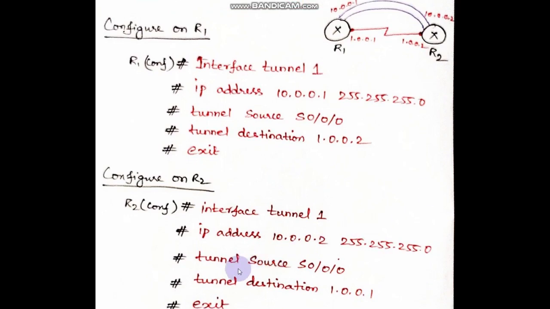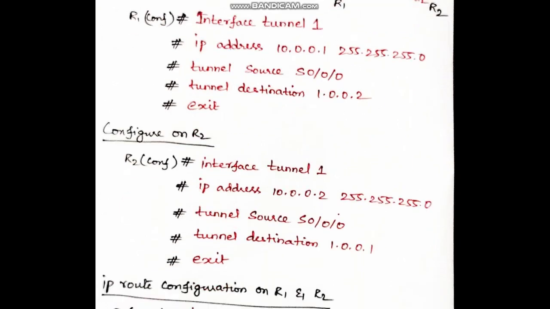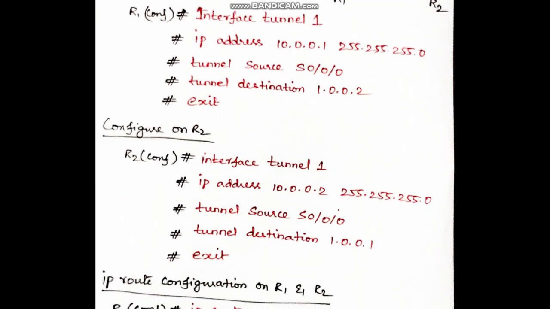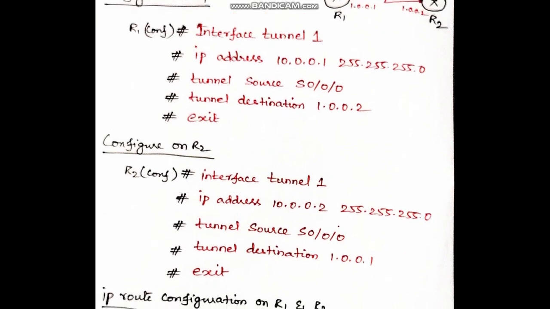The serial interface number I have taken on this side is S0/0/0, and the destination, obviously, we know the destination IP is 1.0.0.1. So I hope you understand how to make the tunnel between R1 and R2. These are the commands. This PDF I will forward to you along with this video link, and after this explanation we'll see how to create the tunnel in Packet Tracer.